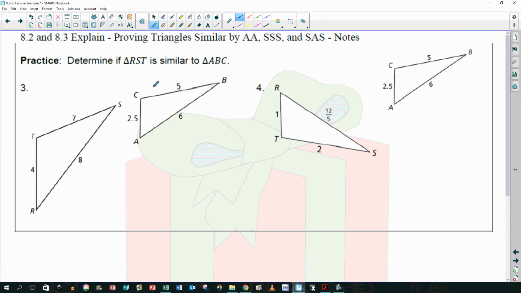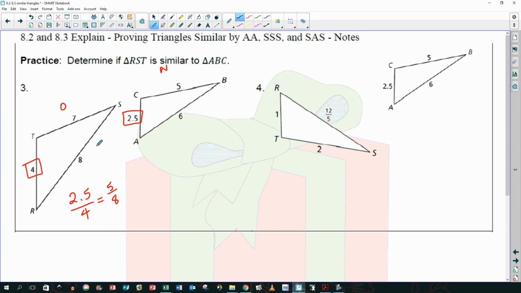All right, here, determine if they're similar. So this is going to be side, side, side, because these three sides go with these three sides. So find your smallest side. My smallest side over here is 4. My smallest side over here is this. This is old, this is new. So I'm going to go 2.5 over 4. 2.5 divided by 4, math, enter. So it's 5 over 8. So this reduces to 5 over 8.